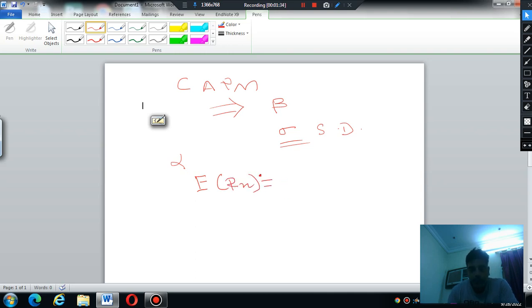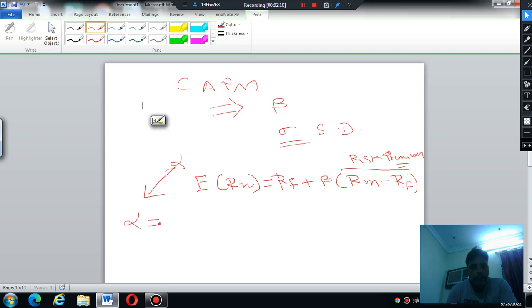So you know it very well that this is RF, which is the risk-free rate, plus beta and the premium. The premium is calculated as the difference between the market return and the risk-free rate. This is called the risk premium. We have already discussed it in our previous videos. Now we are about to calculate the alpha.